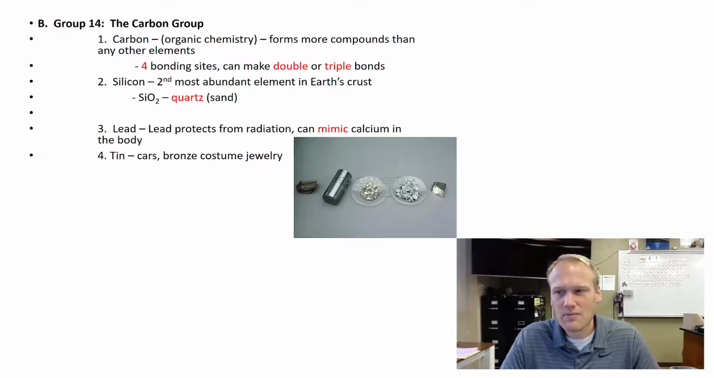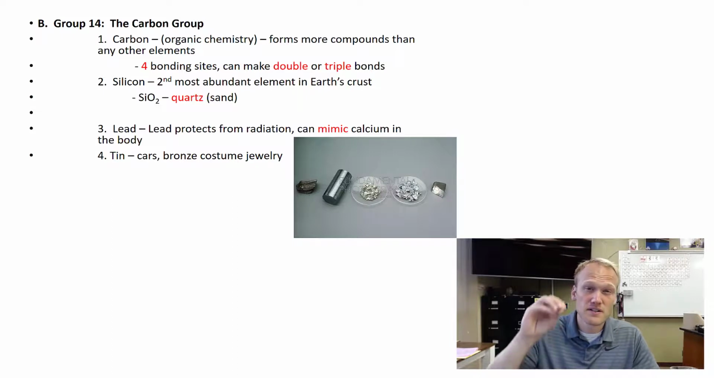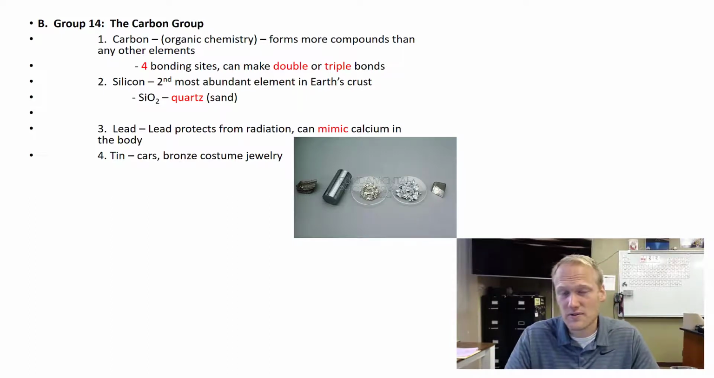Silicon is the second most abundant element in Earth's crust. That's because quartz and sand are made mostly out of silicon dioxide. Lead is also in this group, and so is tin. One thing you'll notice about this group is it goes from carbon, a nonmetal, all the way down to lead and tin, which are metals. So it's starting to span the gap across that metalloid staircase.